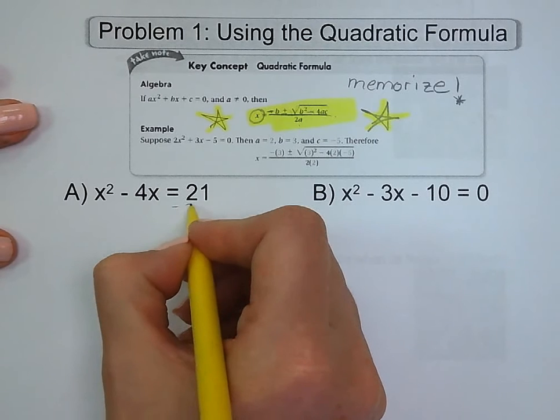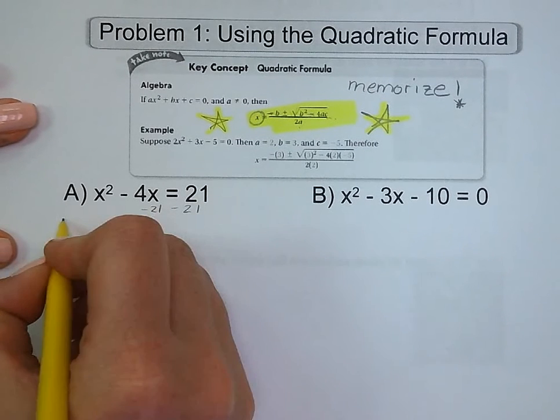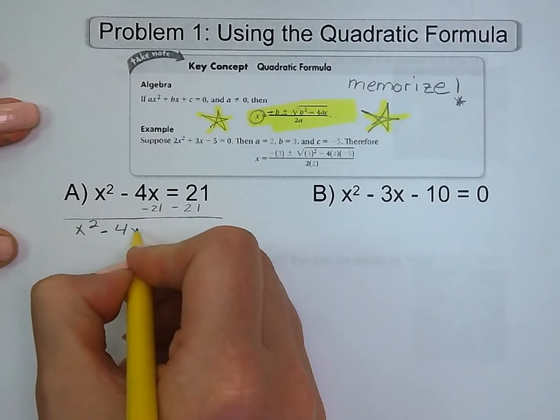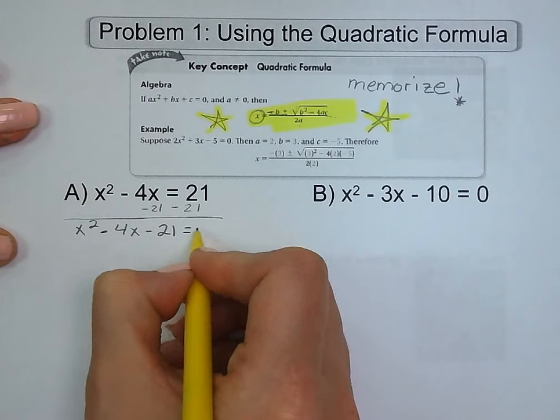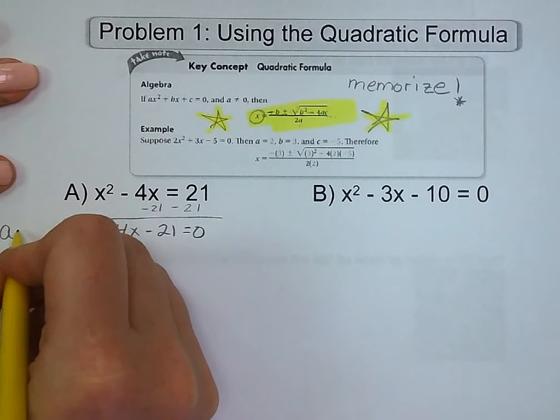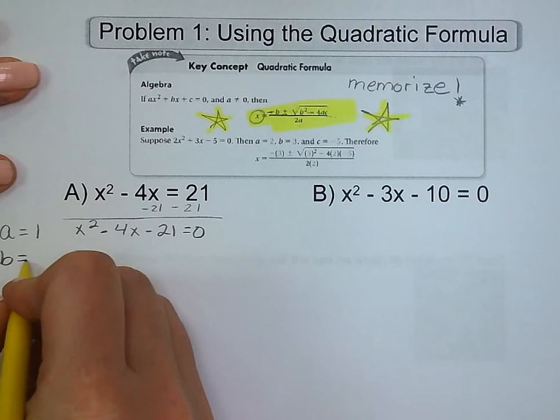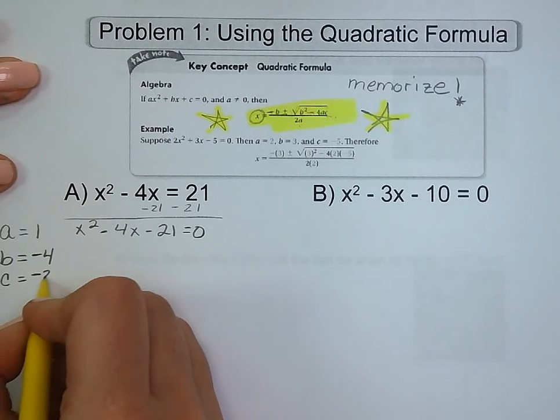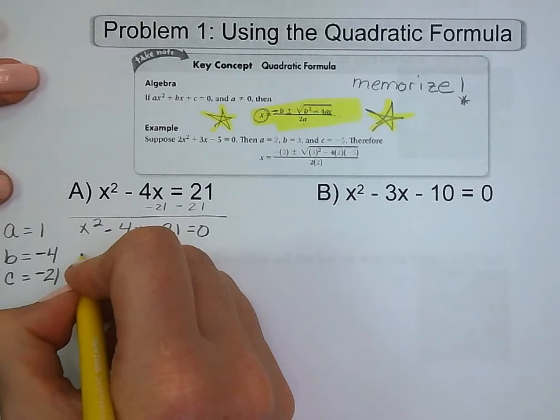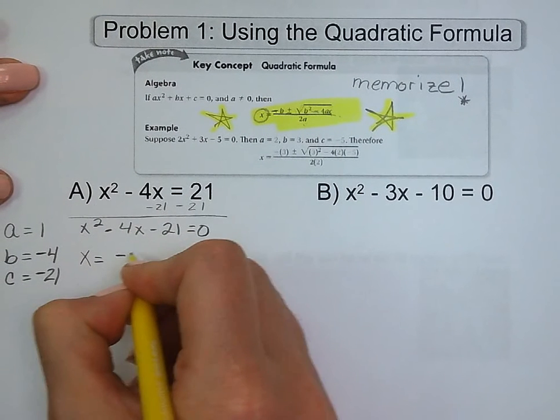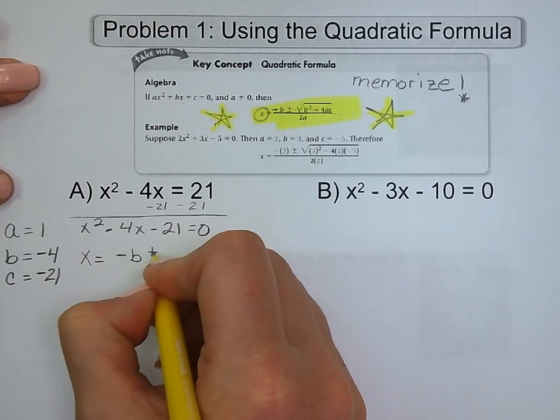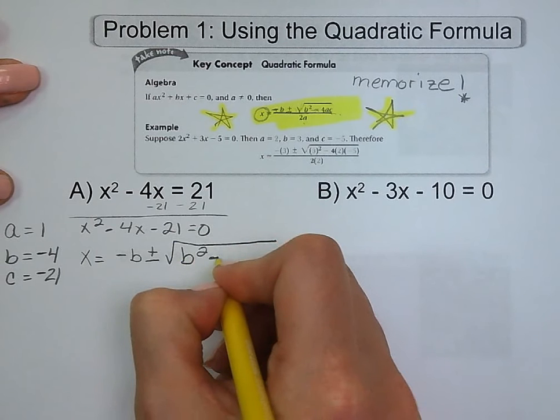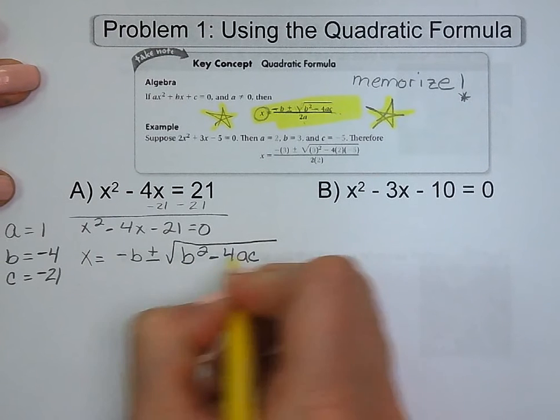So let's use it. In order to be able to do this, it needs to be in standard form, so we subtract 21 from both sides of the equation for letter A. So we have x squared minus 4x minus 21 equals 0. So we're going to list our a, b, and c terms off to the side here. You do not need to do this every time, but as you're getting started, I suggest it just to make sure you're plugging in the correct pieces. So we start off with the opposite of b plus or minus the square root of b squared minus 4ac all over 2a.